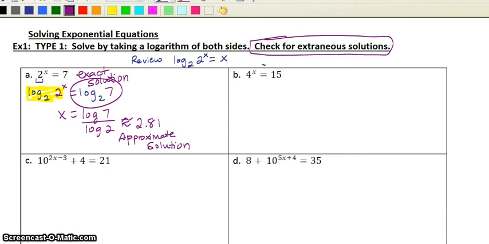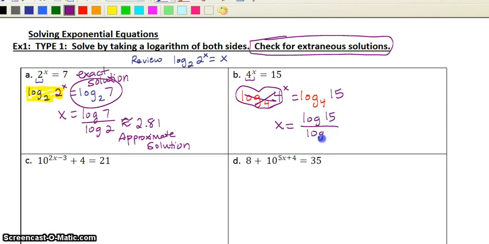Let's look at part B. So now I'm trying to get rid of a base of 4. So this time, because I'm trying to get rid of a base of 4, I'm going to take log base 4 of both sides. And so again, this whole part cancels, and I want to type into my calculator log of 15 divided by log of 4. It does get harder than this, in case you're wondering. Go ahead and try typing that in. You should end up with approximately 1.95 for that one.